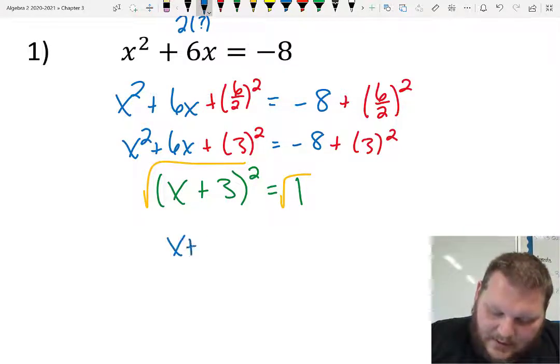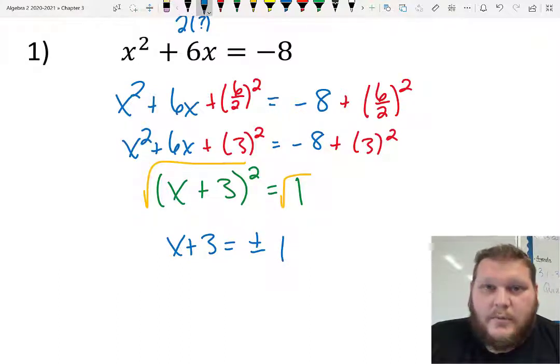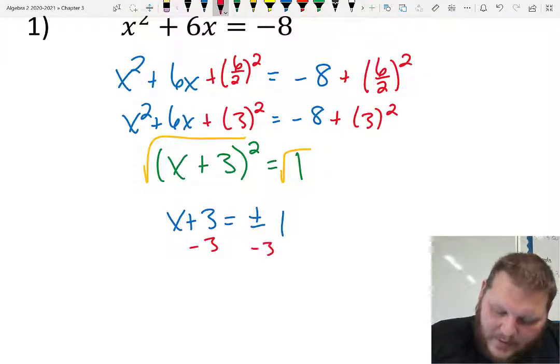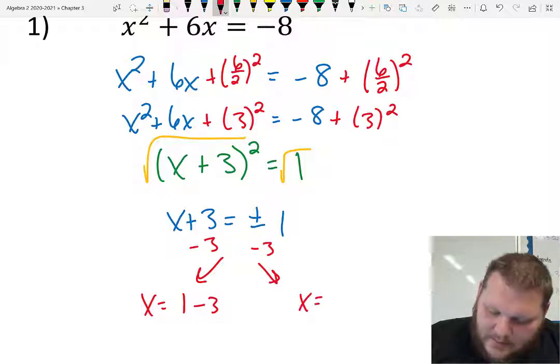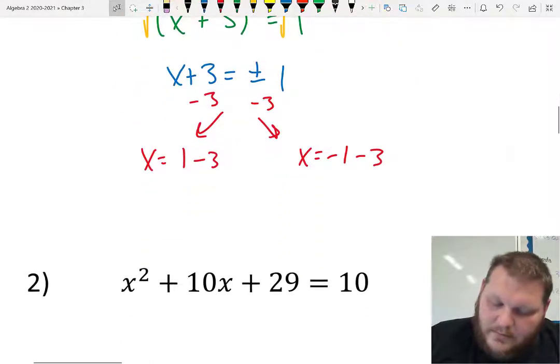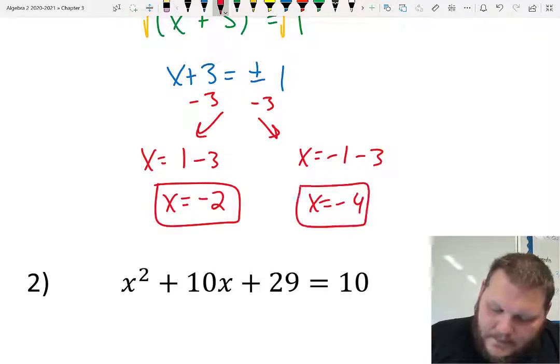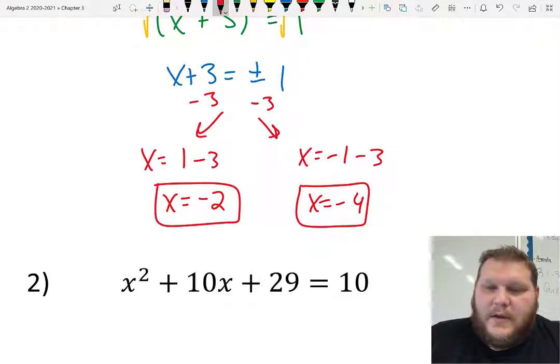That gives me x plus 3 equals plus or minus 1, because the square root of 1 would be 1. But again, since we're solving with a square root in an equation, it brings up the possibility of plus or minus. So then from here, I subtract 3. That gives me the two possibilities of x equals positive 1 minus 3 or x equals negative 1 minus 3. So we have our two solutions of negative 2 and negative 4. Those are our two solutions for this problem.